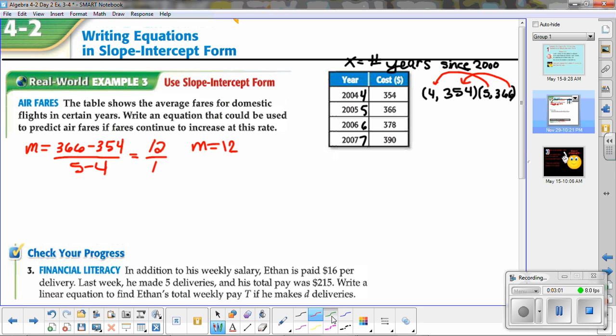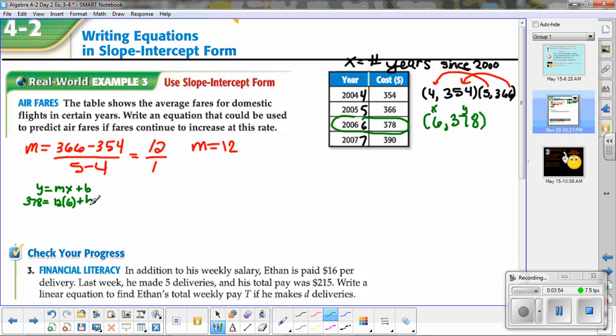Now we need to choose one of these points to use and our slope. I'm going to go ahead and use this one right here. I'm going to use 6, 378. It really doesn't matter which point you use. So that's going to be my x and that's going to be my y. When I plug it into y equals mx plus b, in place of y, I'm going to put 378. Equals, and then in place of m, we found that to be 12. And then in place of x, we're going to go ahead and use 6.